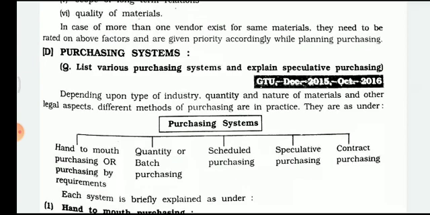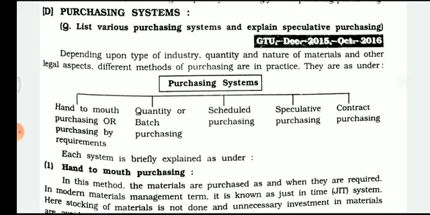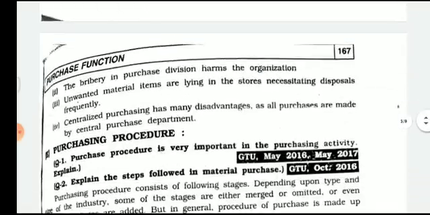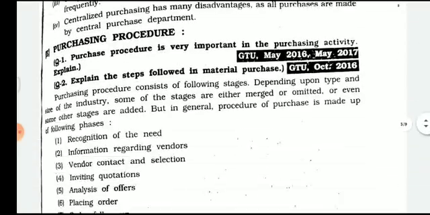So, let's recall it. Purchasing systems are classified into: first, hand-to-mouth purchasing or purchasing by requirement; second, quality, quantity or batch purchasing; third, scheduled purchasing; fourth, speculative purchasing; and fifth, contract purchasing. All these things we discussed previously.